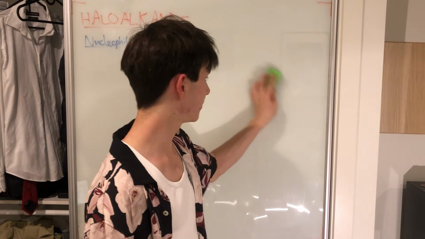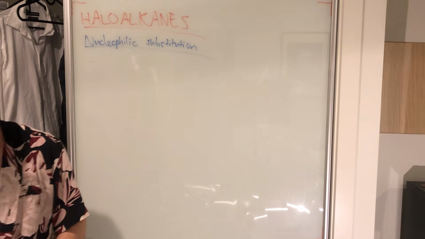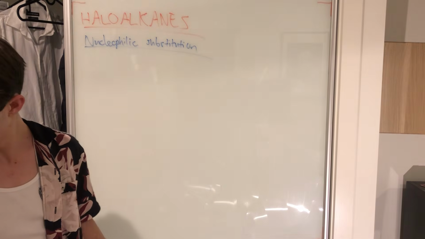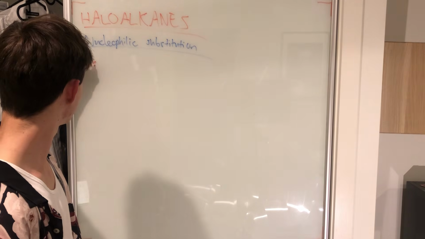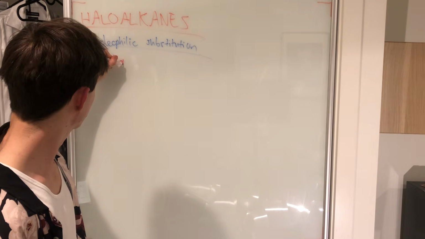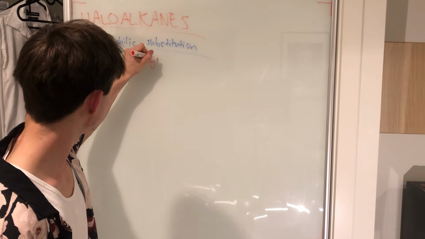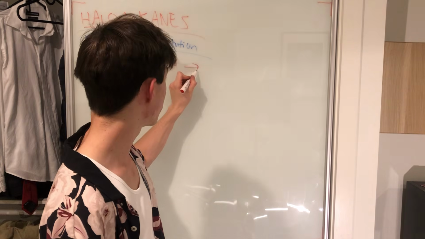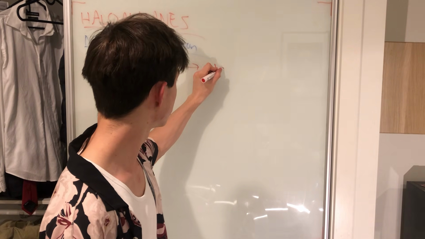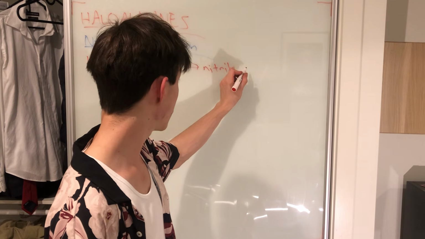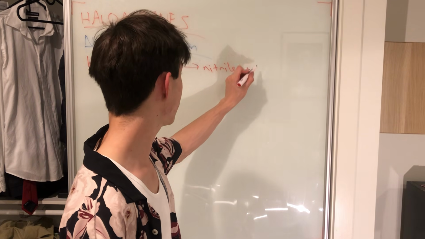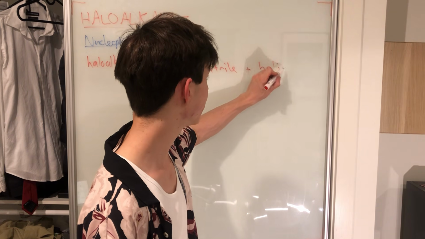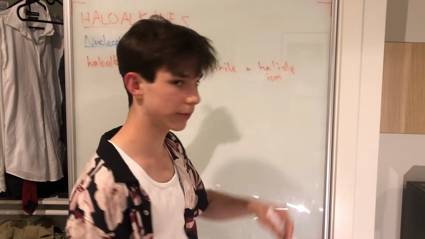Let's write that one out as a word equation. So that is haloalkane plus cyanide ion gives you a nitrile, yeah? And halide ion. So the halogen is an ion. Halide ion with a negative charge.